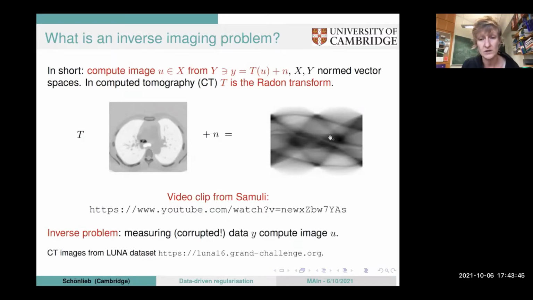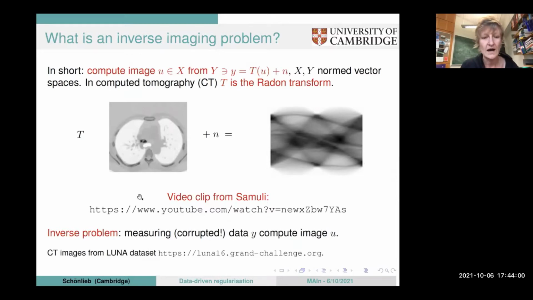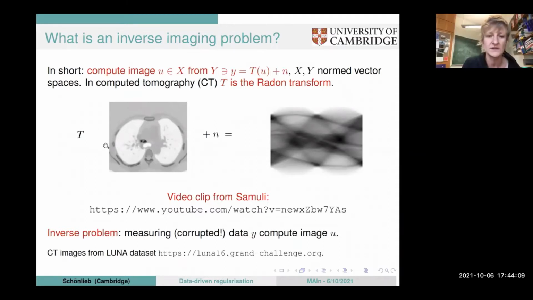But what the CT machine is actually measuring are integrals through, we can simplify it like this, integrals through the image function. So integrals over the intensities that are measured at different angles and at different positions of the line. Yeah, so at different y-intercepts.